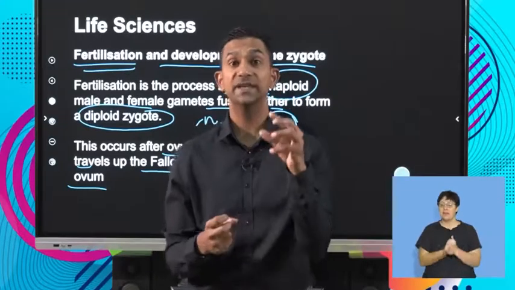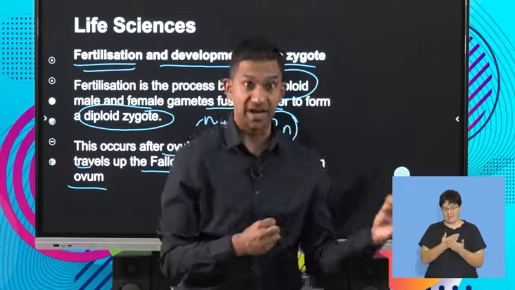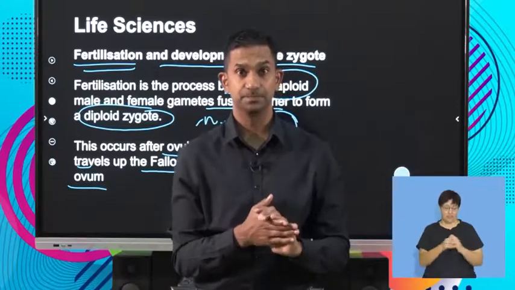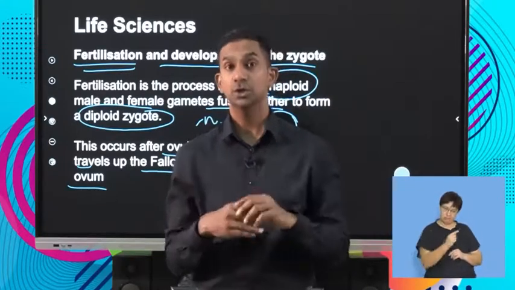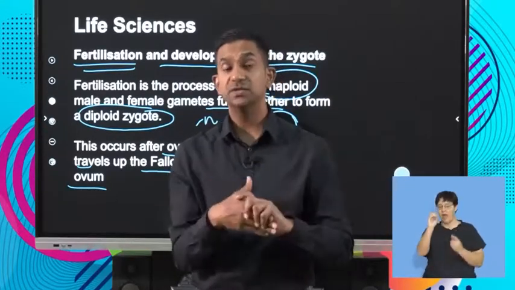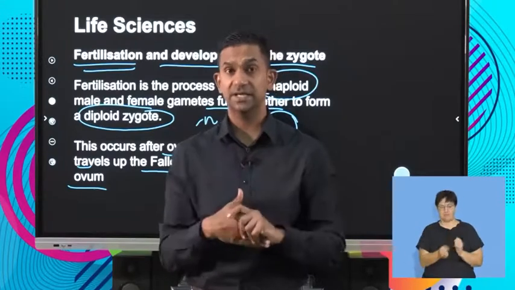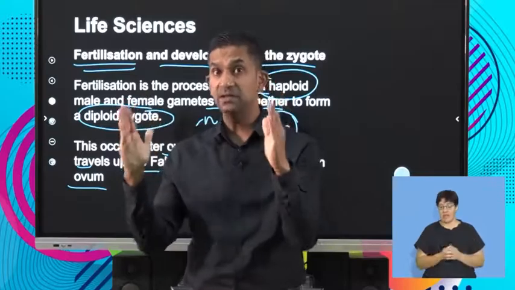Fertilization will occur when there is an egg that's available, provided that sperms have been introduced into the female reproductive system. So that sperm will travel to hopefully meet and fuse with this egg inside the fallopian tube. And that is where fertilization happens. It happens in the fallopian tube.